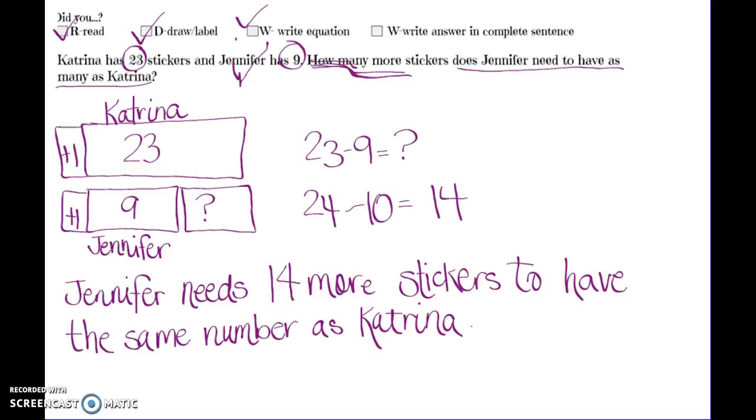And that completes my problem. So I know that Jennifer needs to have 14 more stickers to have the same number as Katrina. Go ahead and finish this problem in your math journal. If you have questions or need more help, go ahead and raise your digital hand if you're using ClassKit, and then go ahead and start your next problem.